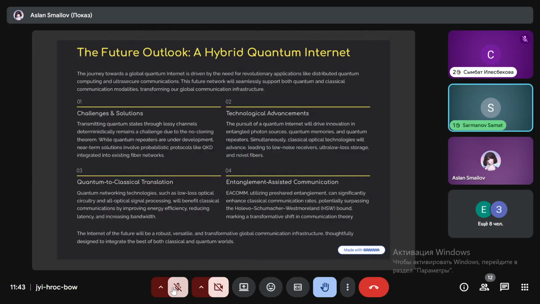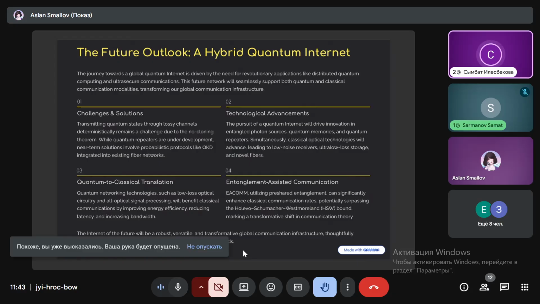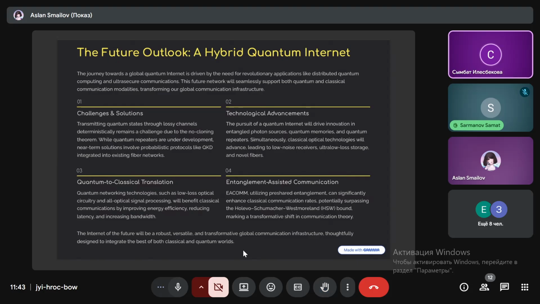Okay, thanks. Sambat, yeah. First of all, thank you for the presentation. I think it's a really interesting article. And my question is, can you explain in simple terms what the difference is between the classical channels and the quantum channels, and what exactly is being sent through each of them?